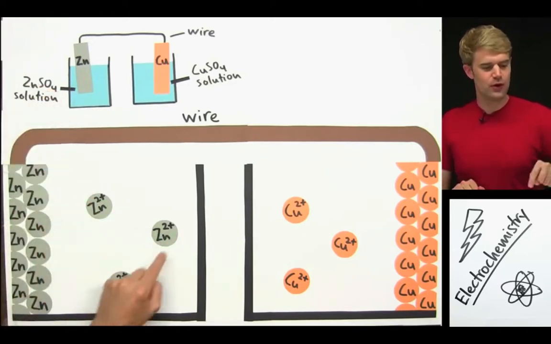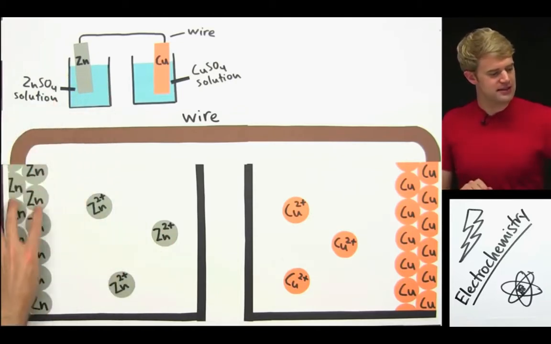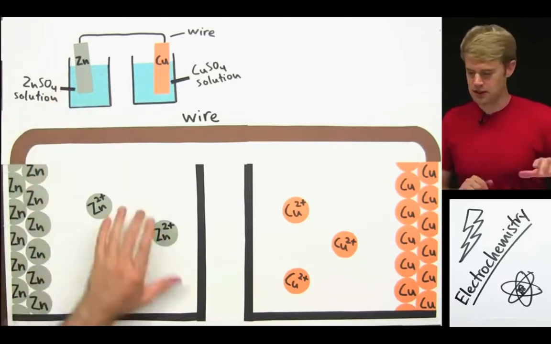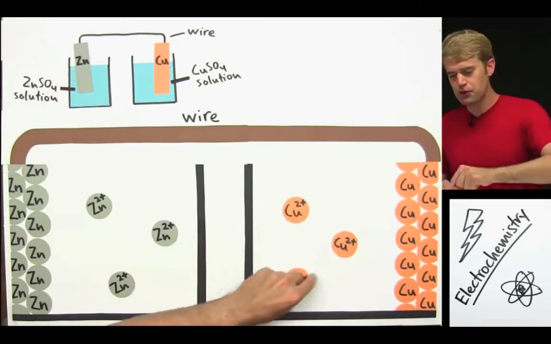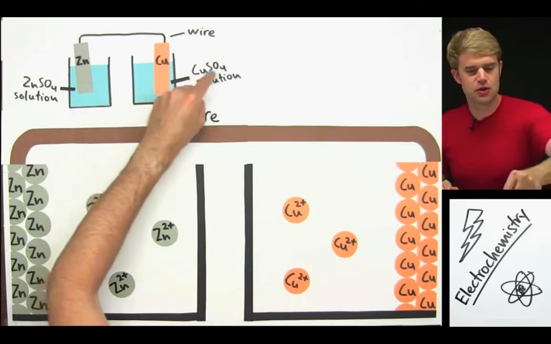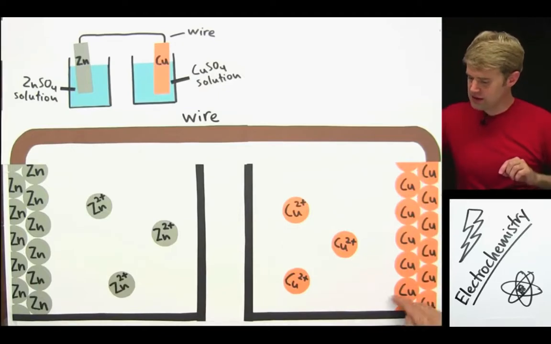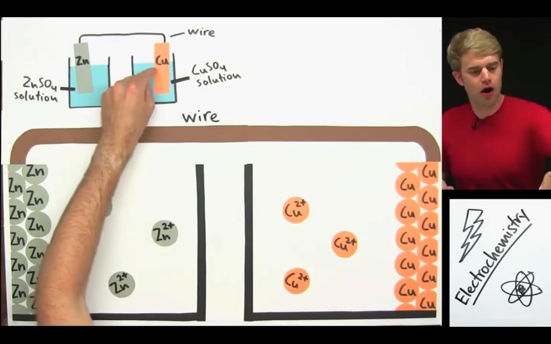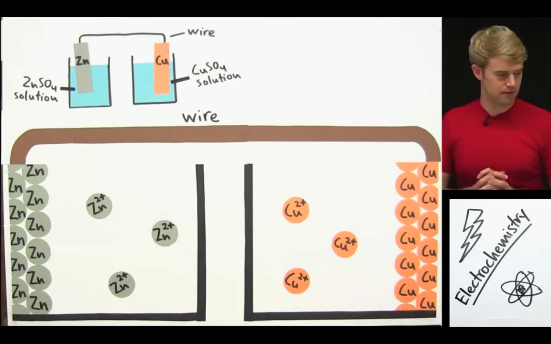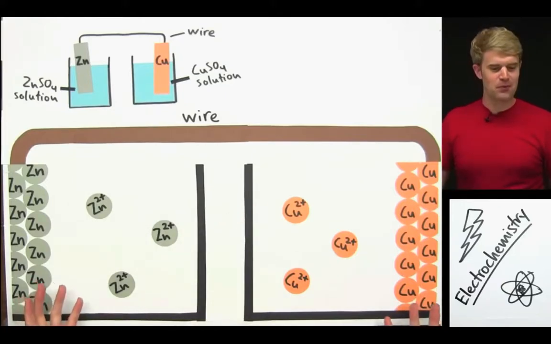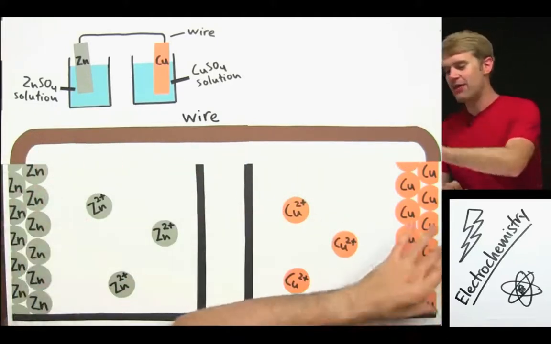I just want to focus in on the zinc. So zinc ions in the solution and these zinc atoms in the piece of zinc. Then over here, we have these Cu2+ ions that are in the CuSO4 solution. They're dissolved here. And then these copper atoms are on the edge of this piece of copper here. Okay? So we've got a wire that connects the zinc and the copper.